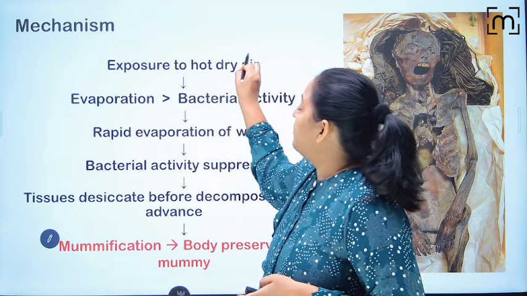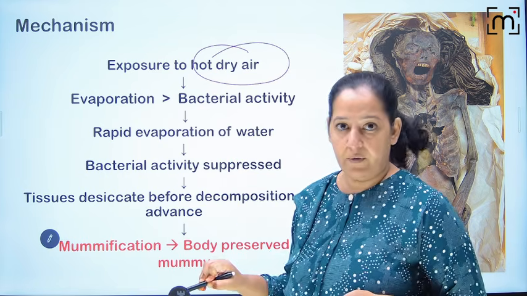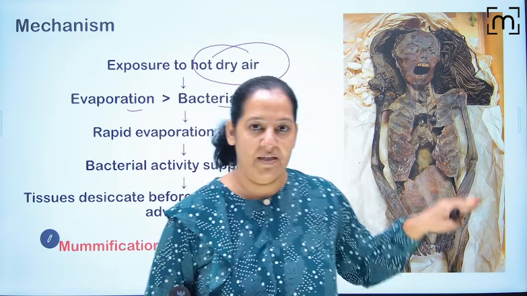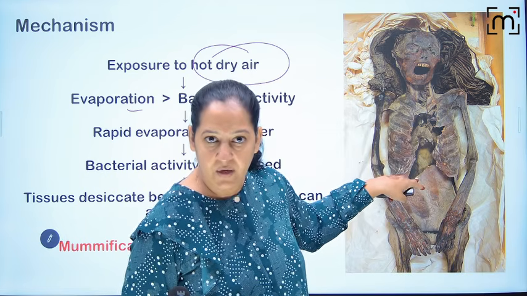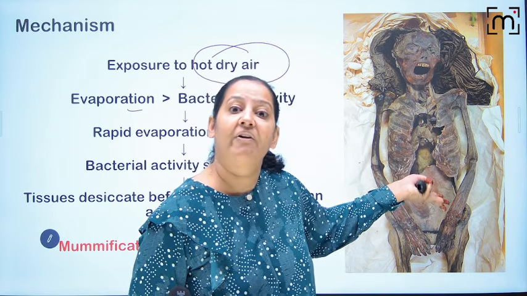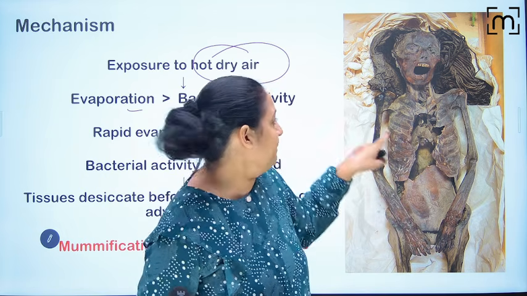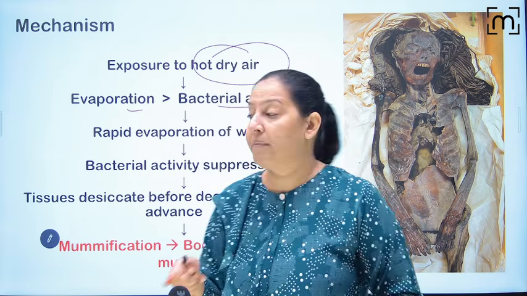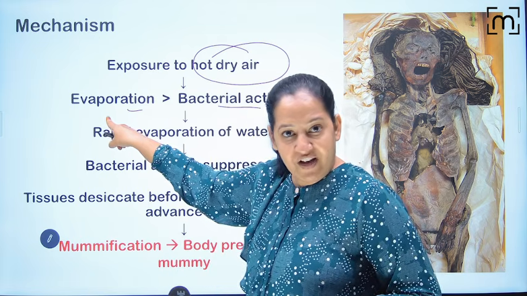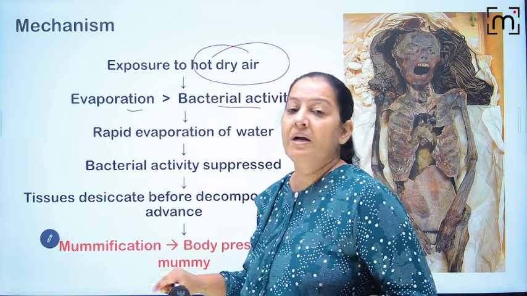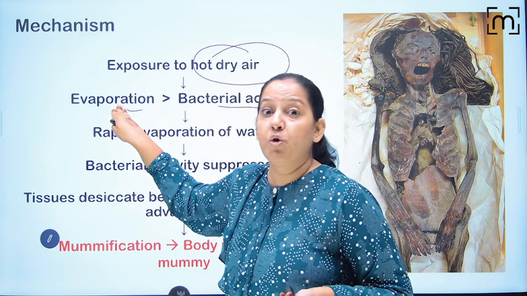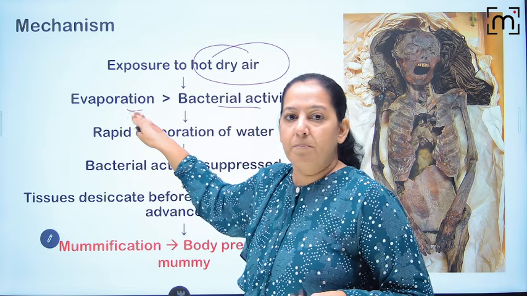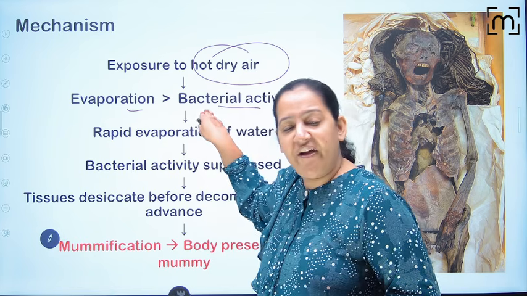When the dead body is exposed to hot, dry air. Now which one is fast? Is evaporation fast or is bacterial activity fast? Inside the dead body, the bacteria are already present. But if evaporation is at a faster rate as compared to bacterial activity, then putrefaction will not take place. Mummification will take place. So after death, there is a competition between the two. If evaporation is not faster, the body is in a humid environment, or it is in winters, bacterial activity will increase. In that case, putrefaction will go on.